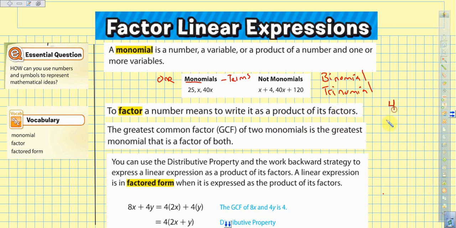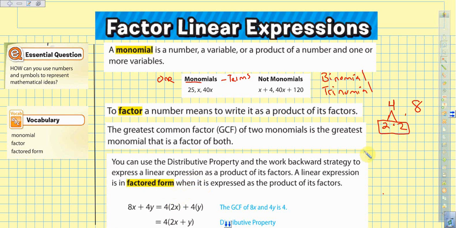To factor a number means to write it as a product of its factors. For instance, 4 is 2 times 2. So the factors are 2, or 2 squared. The greatest common factor of two monomials is the largest one that can go into both. So 4 in this case is the largest number that can go into 4, of course. But sometimes we're dealing with two things like 4 and 8. The GCF of 4 and 8, the greatest common factor that can go into 4 and 8, is 4. 8 can't go into 4, but 4 can go into 8. 5 can't go into 8, 6 can't, so the largest is 4, so that's what that means.